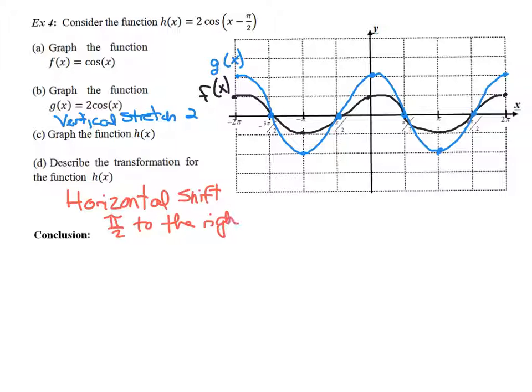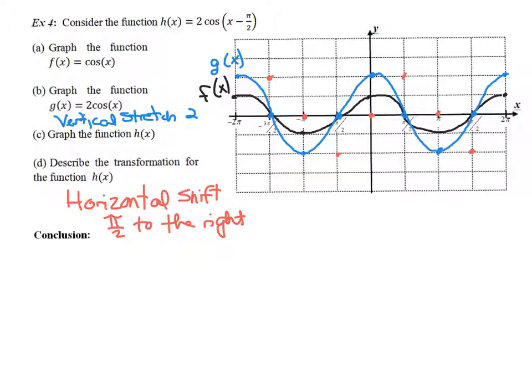So for each one of my points, I'm going to move it pi over 2 to the right. Now if you carefully look at your x-axis, you'll notice that the intervals are all in terms of pi over 2. So we just want to move each point 1 box to the right. So I'm going to go 1 box to the right, 1 box to the right, and again I'm going from my blue graph originally. So each of them are going to move over to the right 1 box.